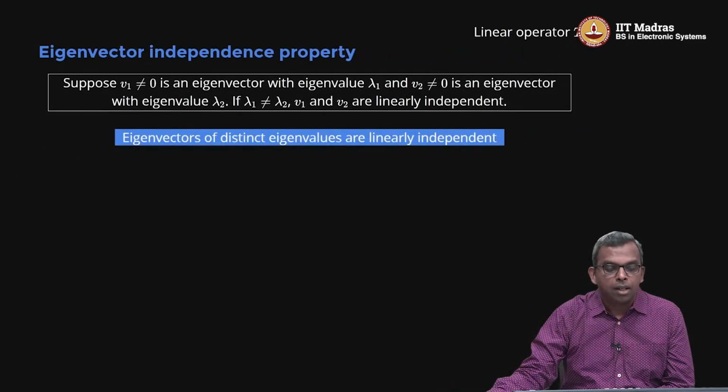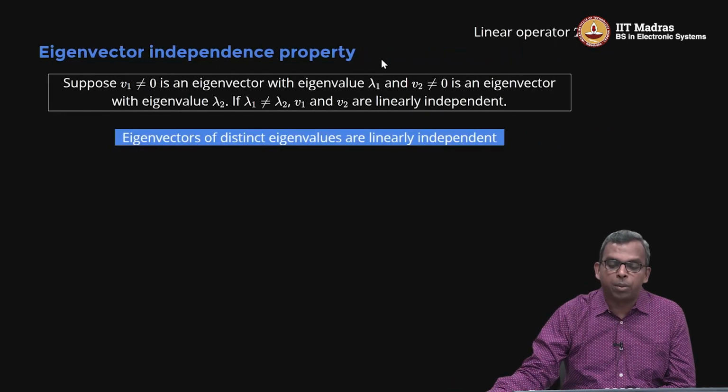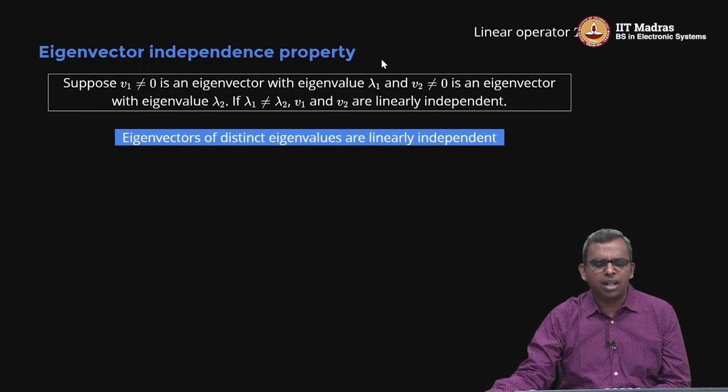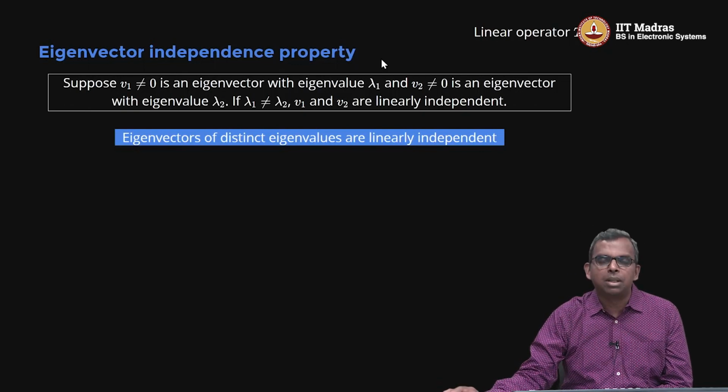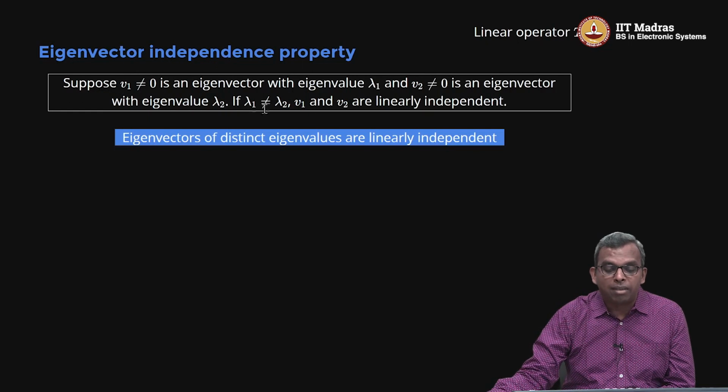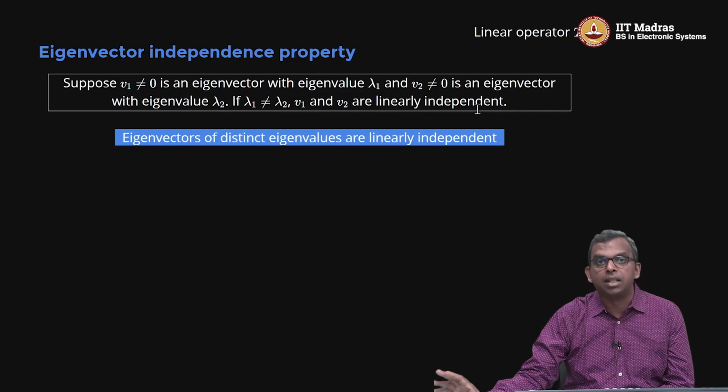Okay. The first is the eigenvector independence property. It's a very powerful and useful property. Right now, also it's useful, but even otherwise it's very, very useful. Let's say you have two eigenvalues, lambda 1 and lambda 2 for an operator T, and two corresponding eigenvectors v1 and v2, and these two are not equal. Okay, lambda 1 is not equal to lambda 2. In that case, v1 and v2 will be linearly independent.